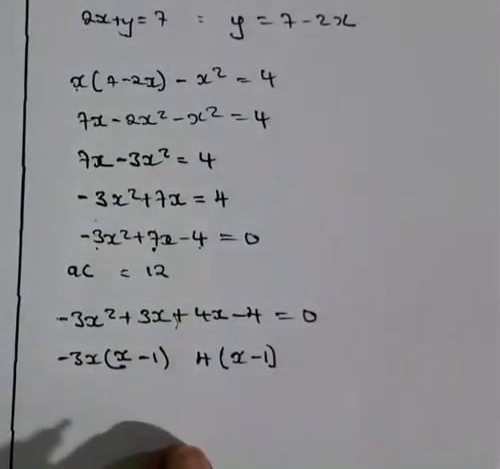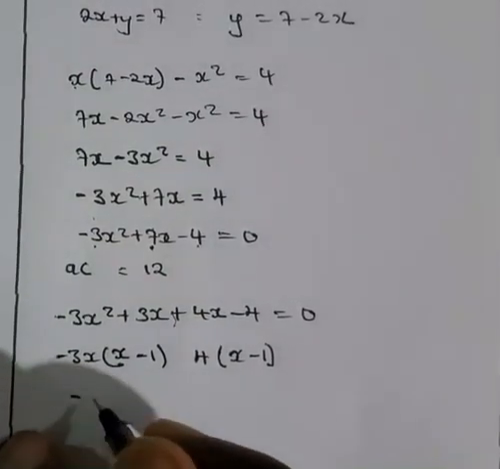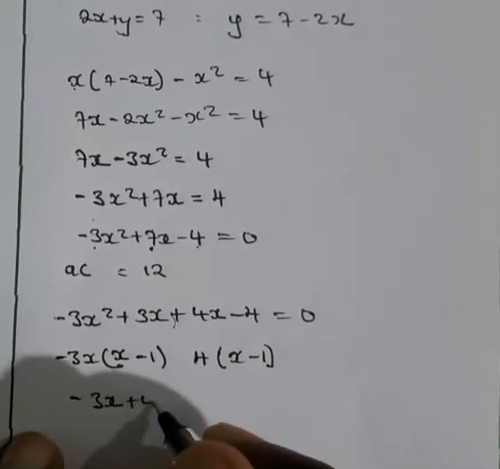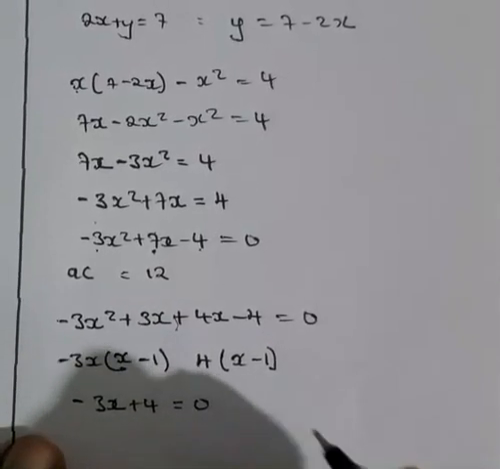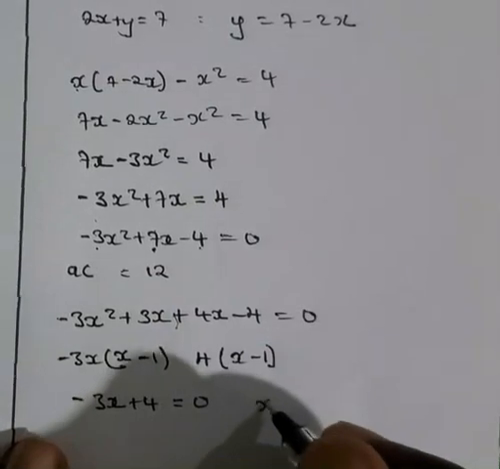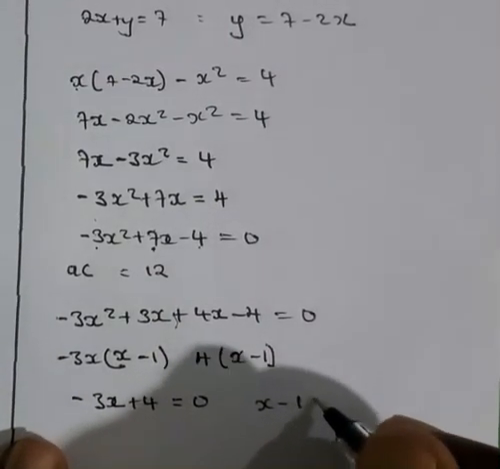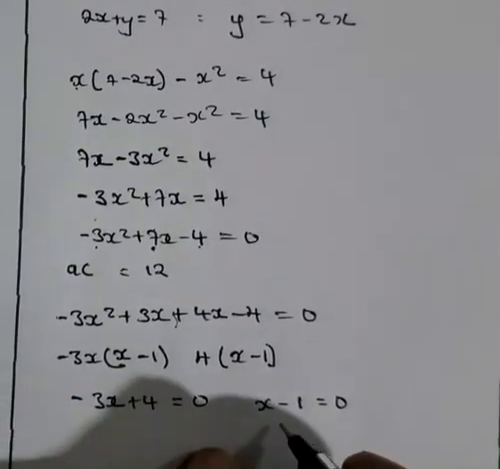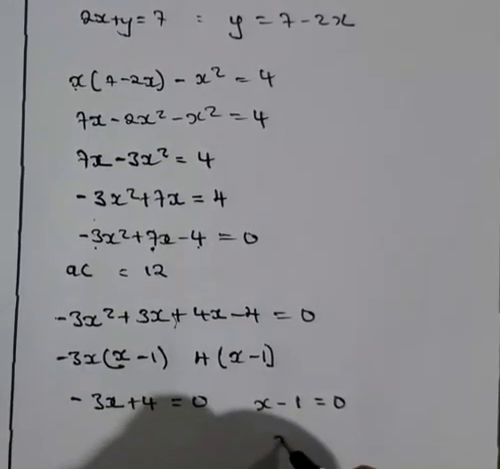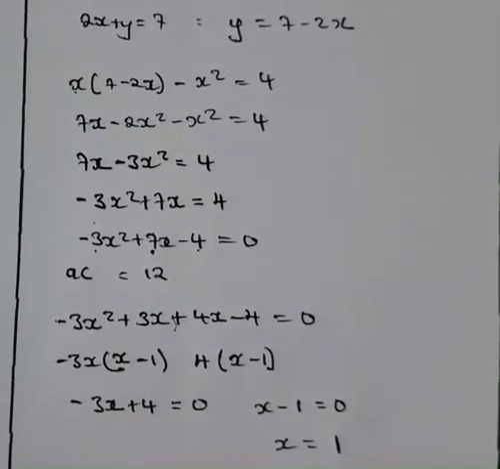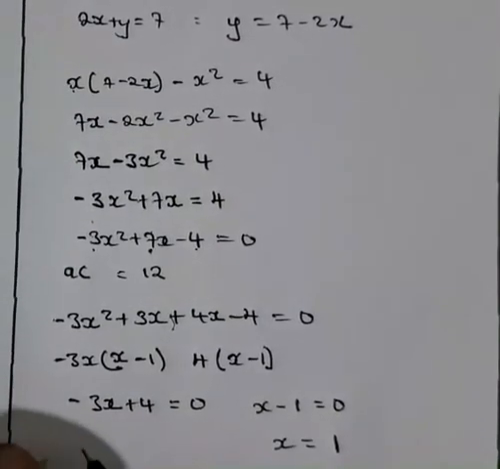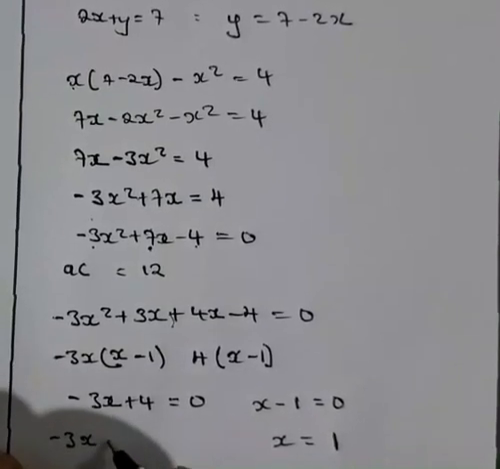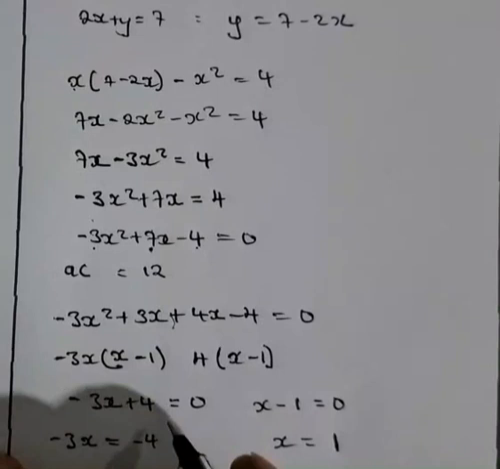So we have two roots there. We have negative 3x plus 4 to be equal to 0, and we also have x minus 1 to be equal to 0. When x minus 1 is equal to 0, it means that x is equal to 1. And then for this one, it simply means that negative 3x is equal to negative 4. We just moved this one to the other side.